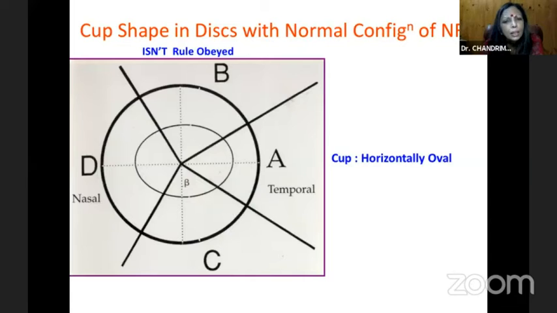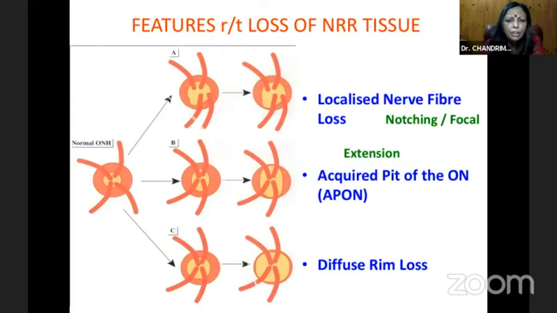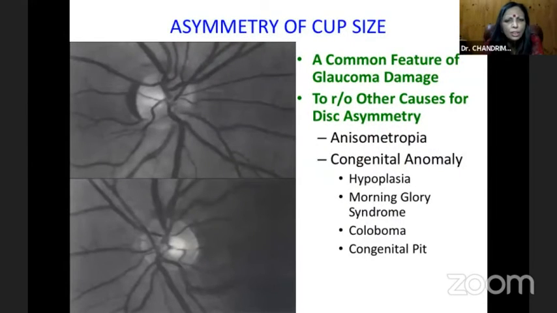Cup disc in discs with normal configuration, I just told you that they are generally vertically oval, and you look for localized nerve fiber notching or focal extension, acquired pit of the optic nerve, and diffuse rim loss. You've got to distinguish it from all these features.